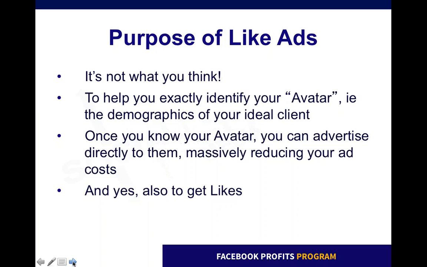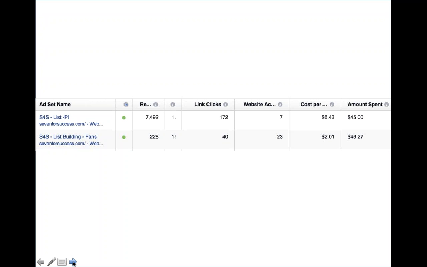So just to show you how this can work. I find that people that like your page, it's the first touch of them, become a slightly warm audience as opposed to an interest-based audience that is a cold audience. They haven't had any interaction with you yet. So this is a campaign I ran for a few days for a client to build a list. And this is the fans, so the like audience. We had 23 website actions at $2 as opposed to the cold audience, which is above here, 7 website actions at $6.43. So it's worth getting people to come and like your page first because they convert a lot better.